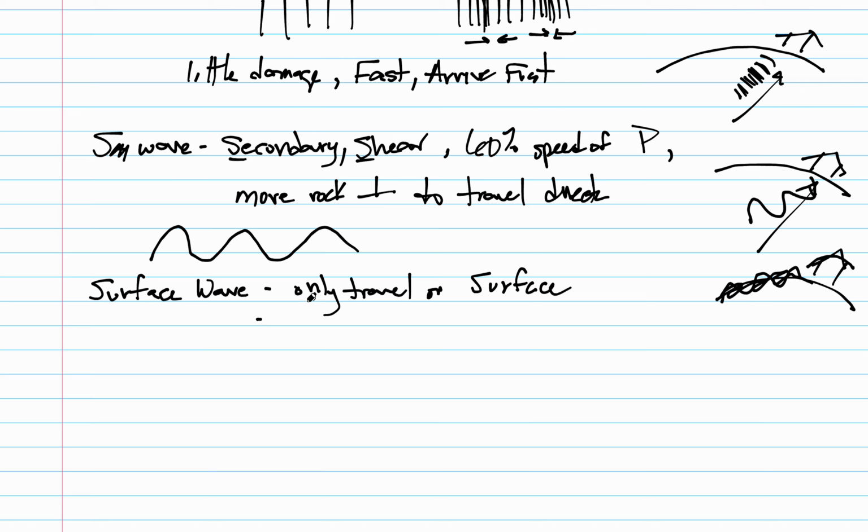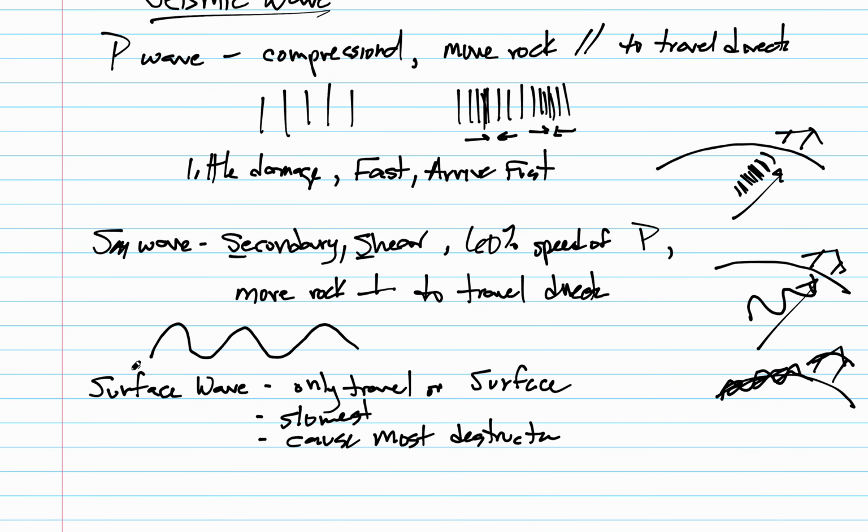These cause the most damage. So they are the slowest, but they also cause most destruction. Thankfully, they can't travel through the Earth, so they're more geographically restricted. All of these types of waves, both S, P, and surface waves, dissipate and become less powerful with distance. All right, we're making good progress through today's lecture.